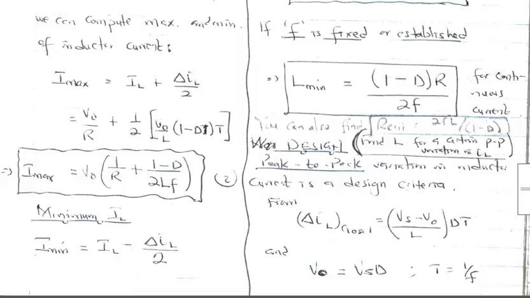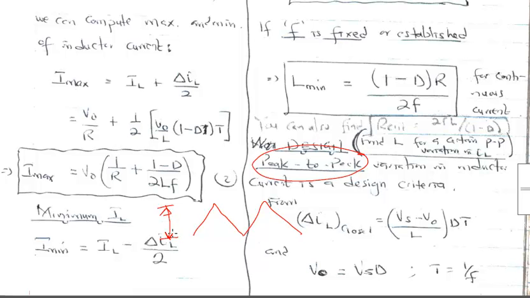Okay, the first one we want to take a look at is the peak-to-peak variation in the inductor current. This is a design parameter which is normally used in actual converter design. You want to keep that peak-to-peak variation, so inductor current going up and down, to a certain level.